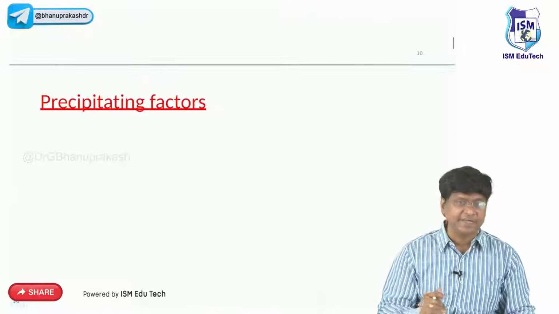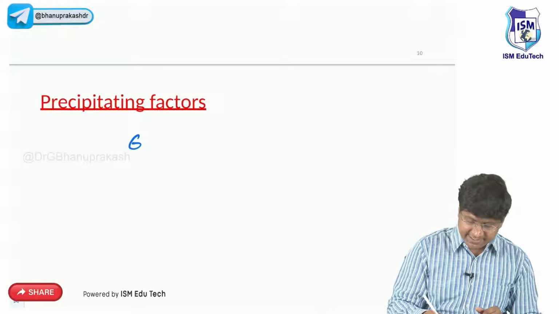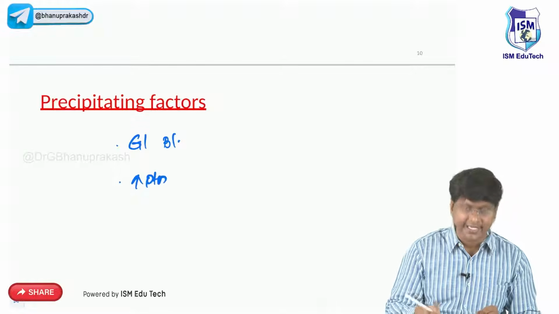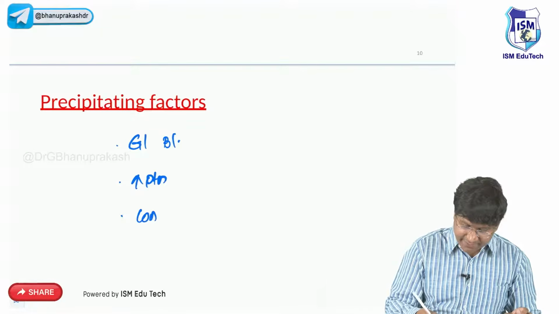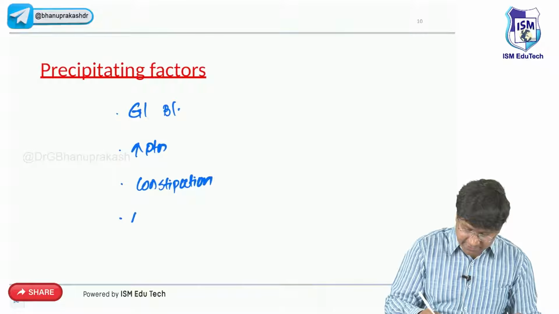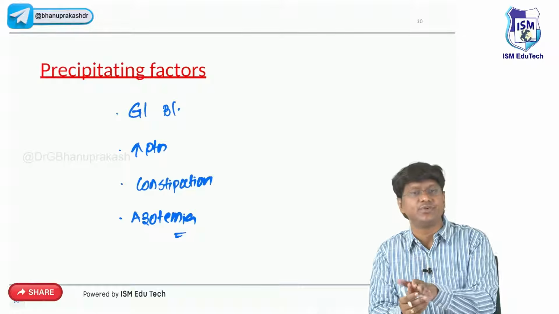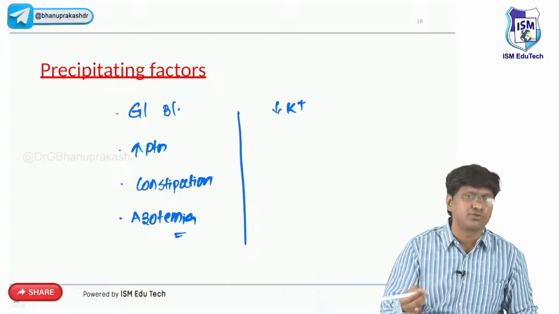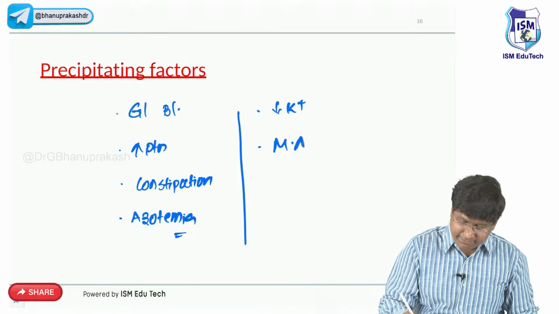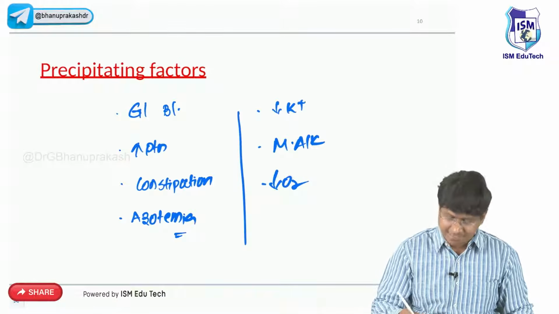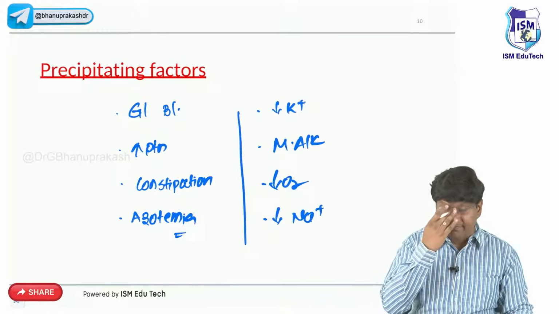And you have many other precipitating factors. What are the many other precipitating factors? That is gastrointestinal bleeding, then excessive dietary intake of protein, then constipation, right? Next is azotemia. So azotemia is where there is an increase in urea and creatinine, but there is no clinical manifestation. Next, hypokalemia can also precipitate the development of hepatic encephalopathy. Next, metabolic alkalosis can also precipitate it. Hypoxia can also precipitate. Then hyponatremia can also precipitate the development of hepatic encephalopathy.